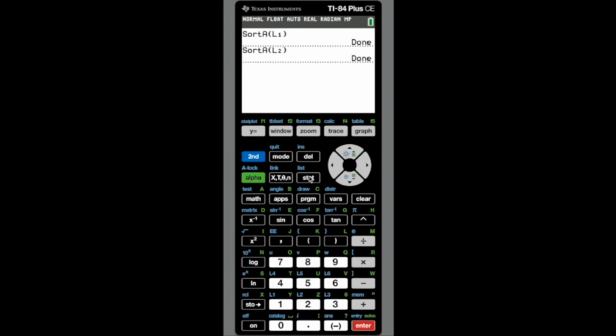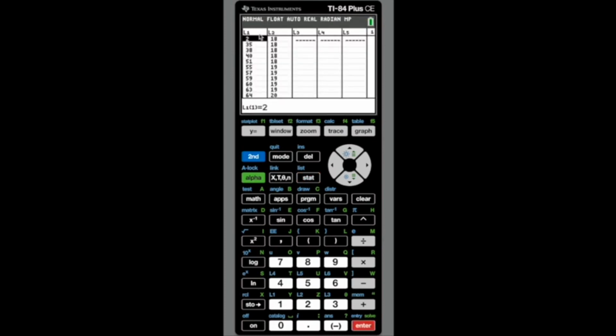Now if I hit the stat button and go back to my edit under option 1, I can see that my data for list 1 and list 2 is sorted in order from smallest to largest. Oh, and it looks like I have a typo here because we don't have any 2s in this data list. So that is a good indication that I need to go back and check my data.